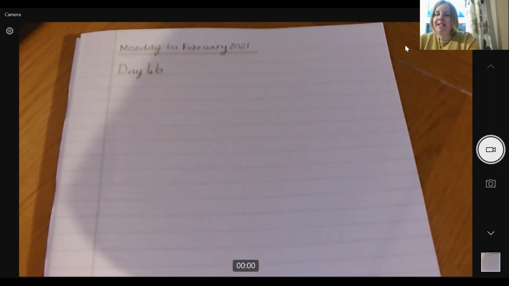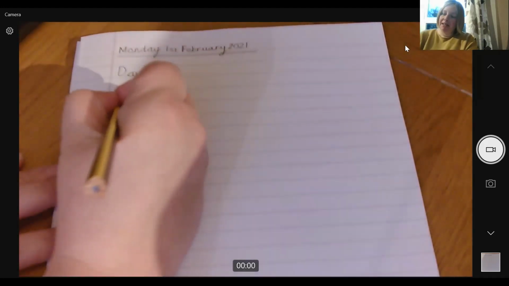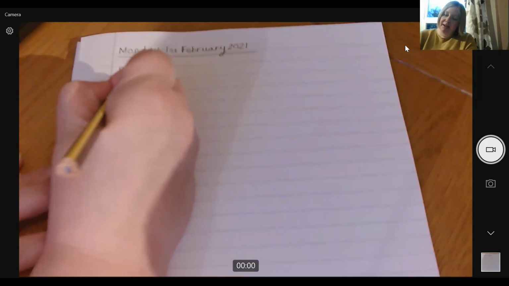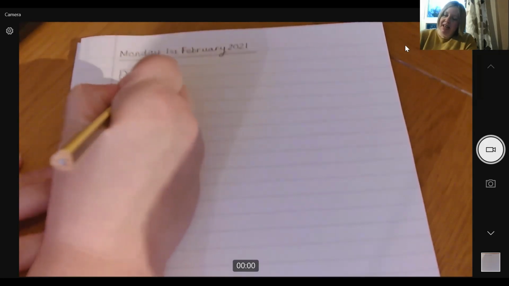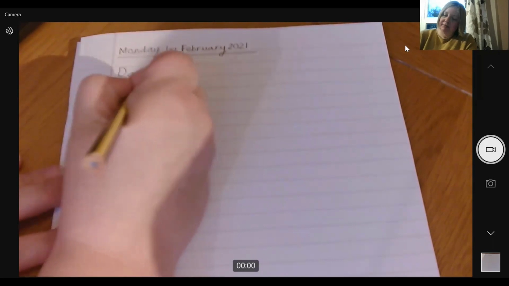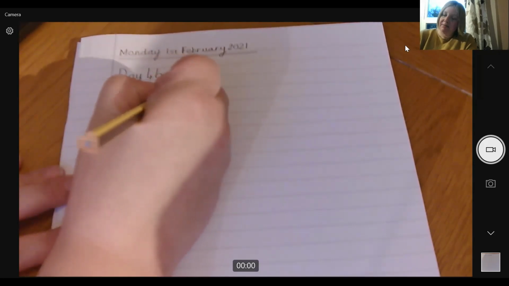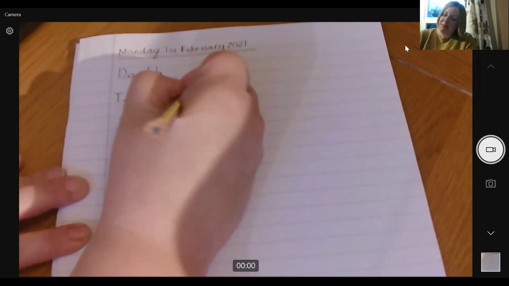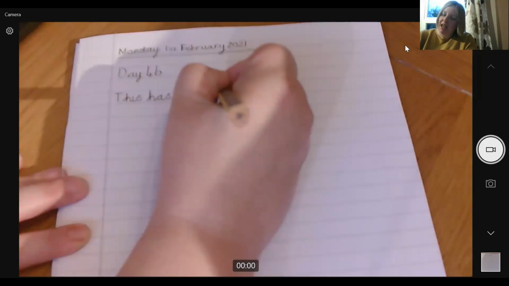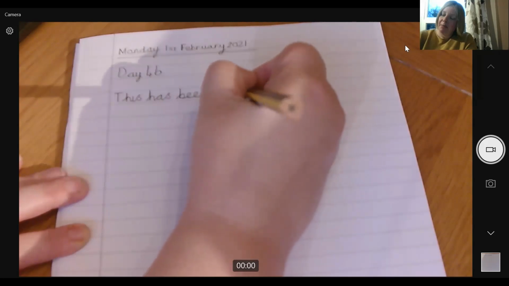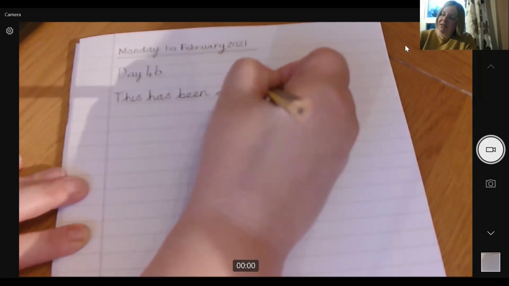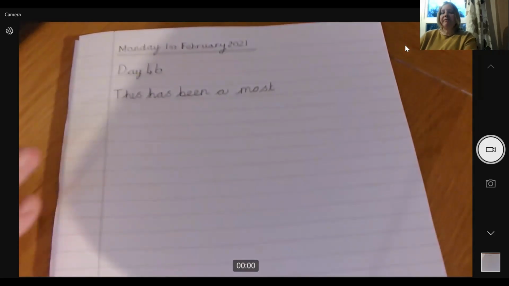And this is presented in a specific way to have an impact on the reader. So I'm starting my sentence. This has been a most. So I need to remember to skip a line, and then I'm going to write, this has been a most extraordinary day.